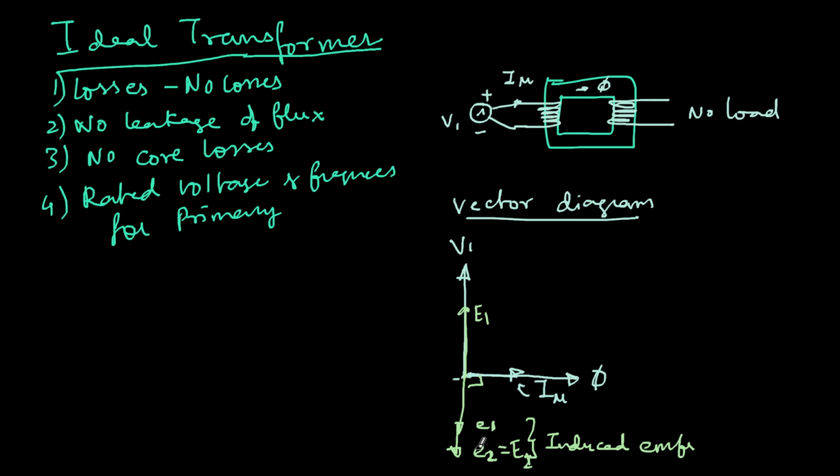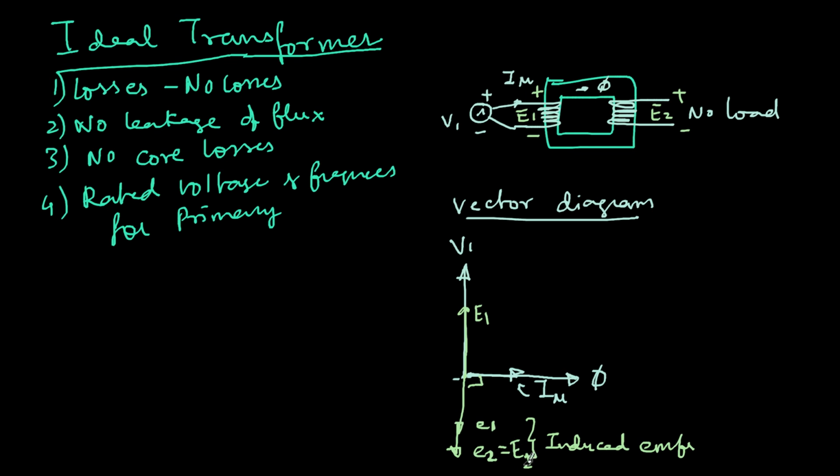Small e1 is the induced EMF. I cannot do anything about it. It will always lag behind the flux by 90 degrees, and the flux will lag behind the voltage by 90 degrees. So small e1 and small e2 are definitely in this direction. But I am free to choose the direction of capital E1 and capital E2, and the way it is chosen is plus minus here, and this is capital E1, and this is plus minus, and this is capital E2.